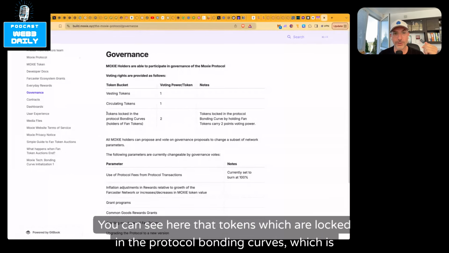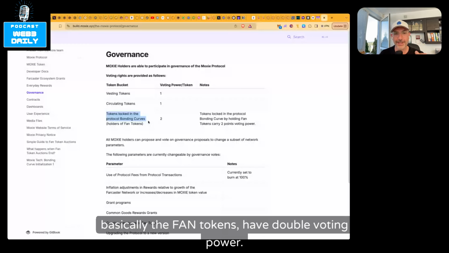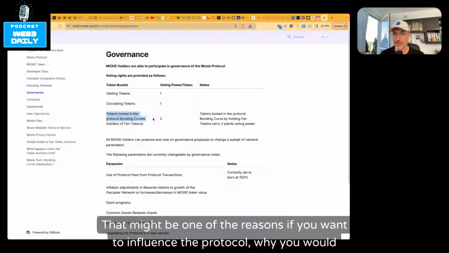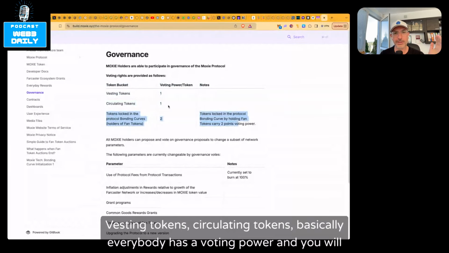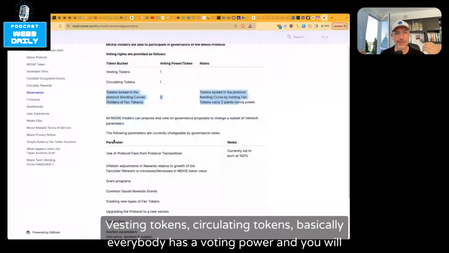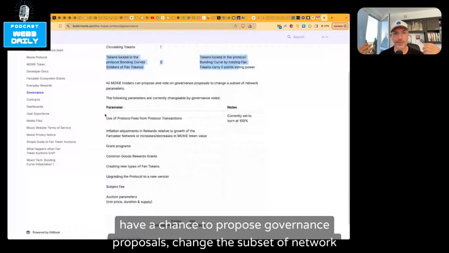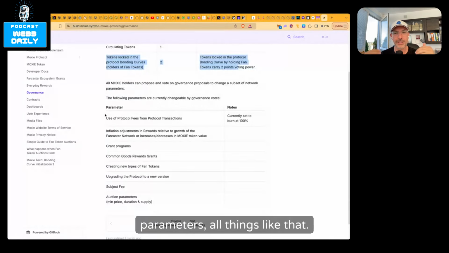You can see here that tokens which are locked in the protocol bonding curves, which is basically the fan tokens, have double voting power. So that might be one of the reasons, if you want to influence the protocol, why you would invest into fan tokens as well. Vesting tokens, circulating tokens, basically everybody has voting power. And you will have a chance to propose governance proposals, change the subset of network parameters, all things like that.